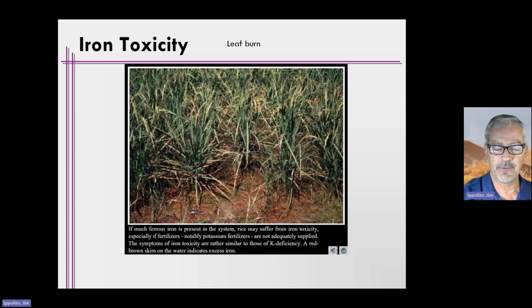And iron 2 can be up to likely 1,000,000 times more available than iron 3. So these plants have suffered. They just don't look right, and you can see some leaf tip burn on these plants.